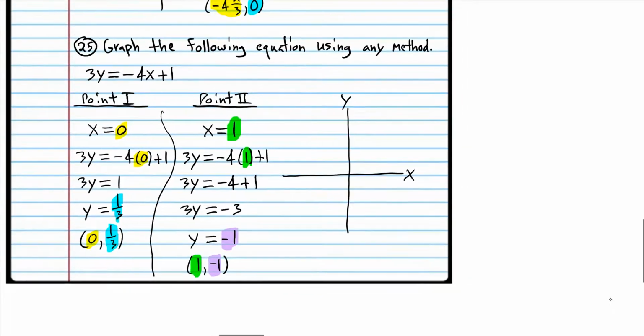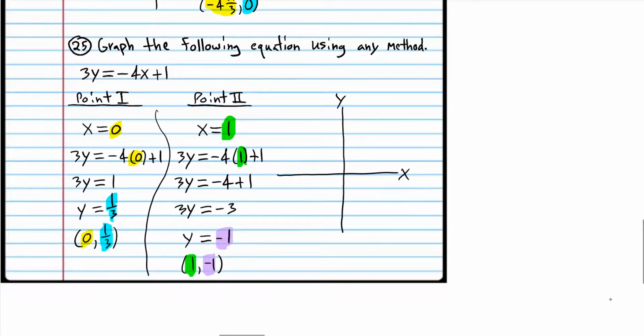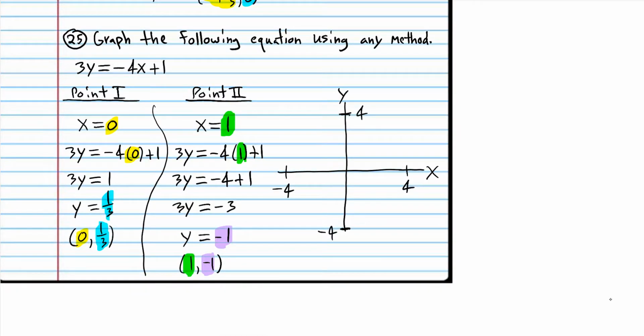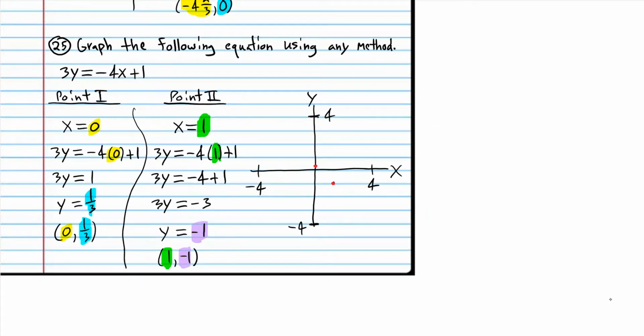So now we're ready to graph this. Just going to use these blue lines to help me space this out. So 1, -1, that's going to be about here, and 0, 1/3 is going to be about here. And we connect the dots.